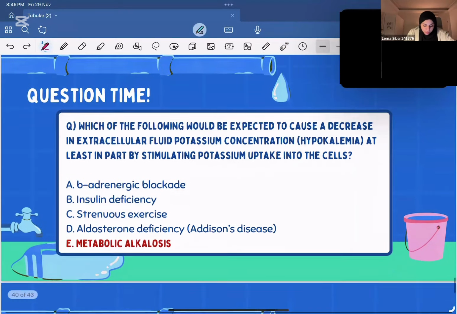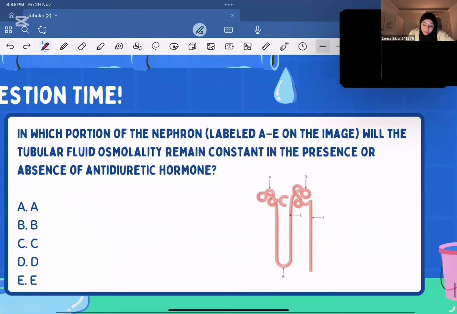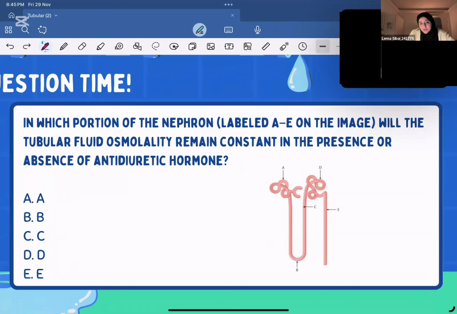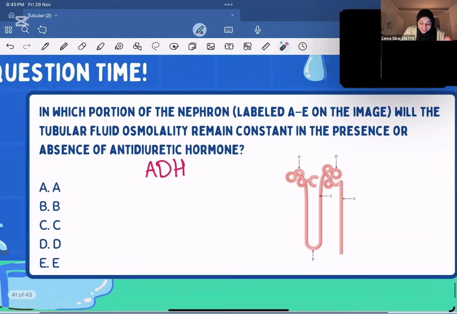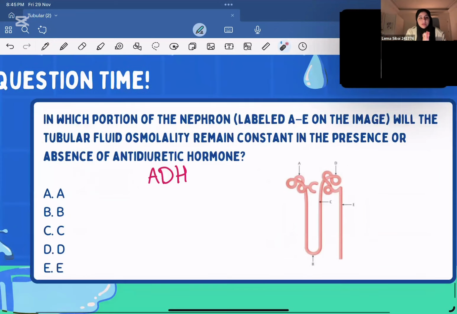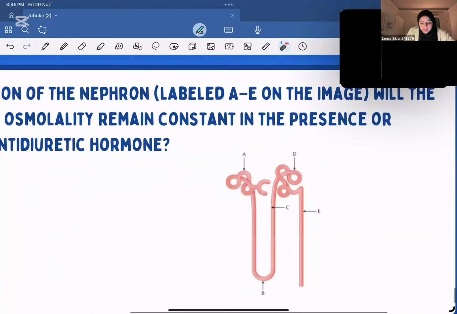Okay, this is the end. In which portion of the nephron labeled on this will the tubular fluid osmolality remain constant in the presence or absence of ADH? A. Yes, perfect. This is the proximal tubule, and this is what we were talking about this entire time. I'll explain why it's not D. The proximal tubule is the only one where the reabsorption of water remains consistent. Out of the entire nephron, it is the only one that will reabsorb water at a constant rate and won't be affected by ADH. The answer is A, and I'll explain why it's not D.